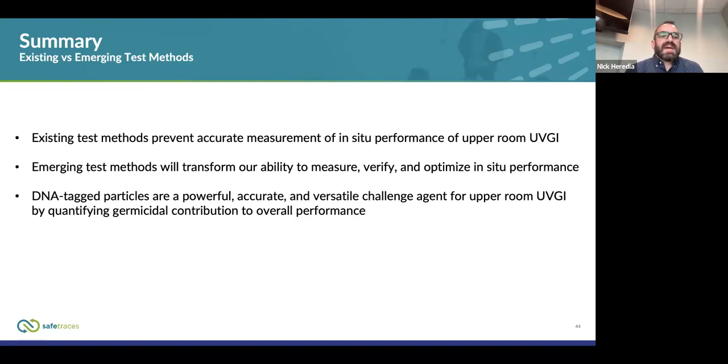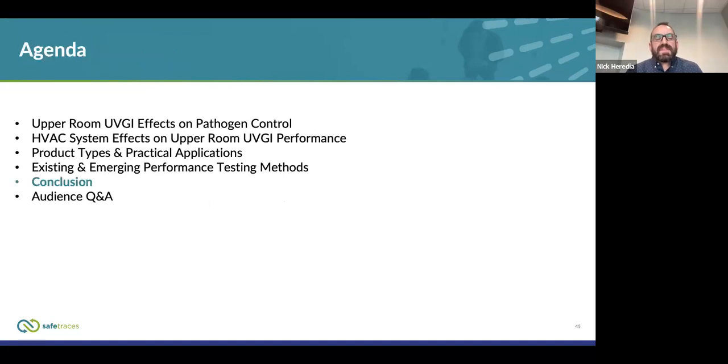And the DNA tag particles are powerful, they're accurate, they're quantifiable, and they're really a great method for mimicking those airborne pathogen cases. So with that, thank you.